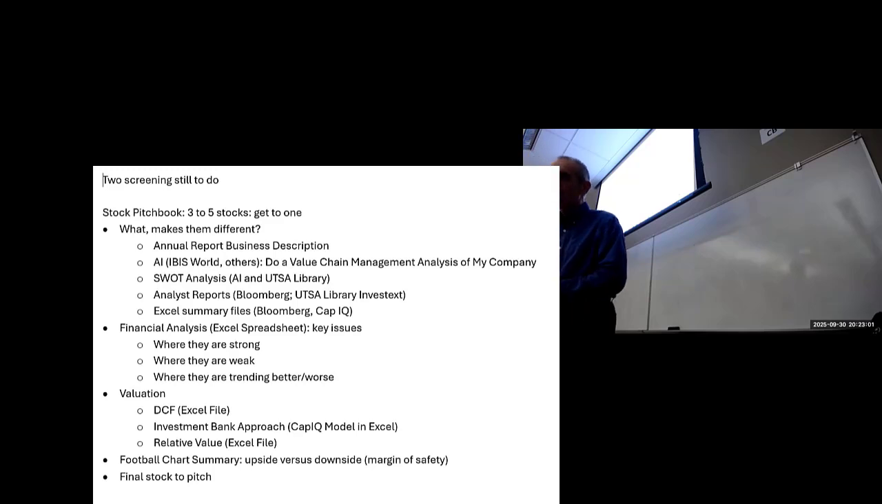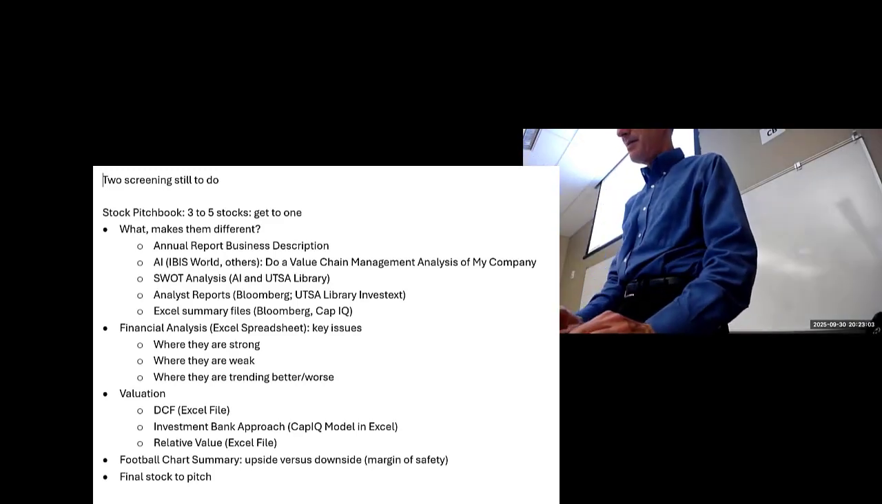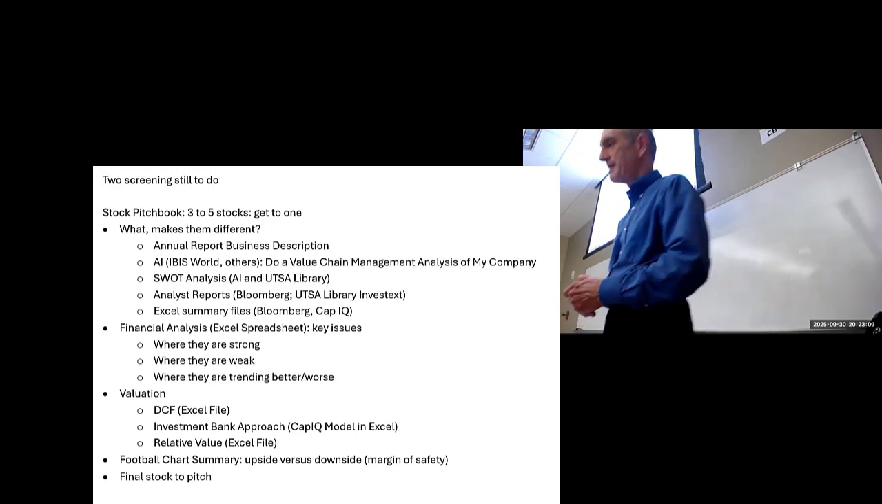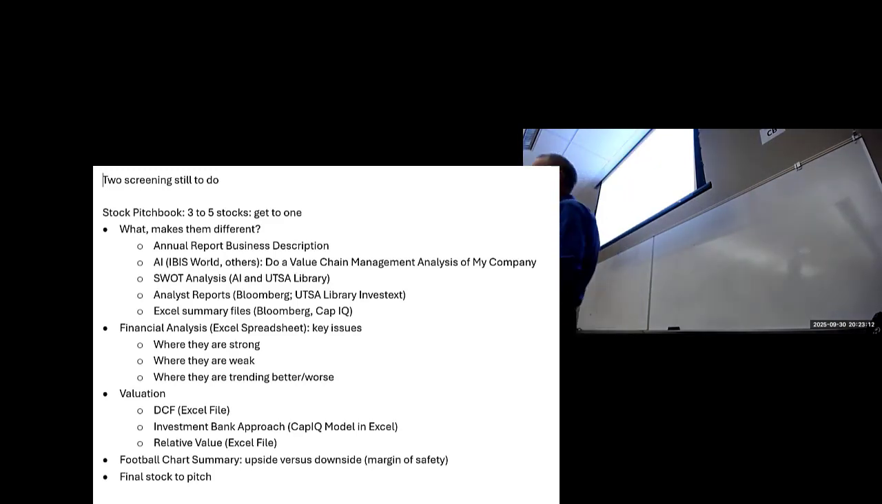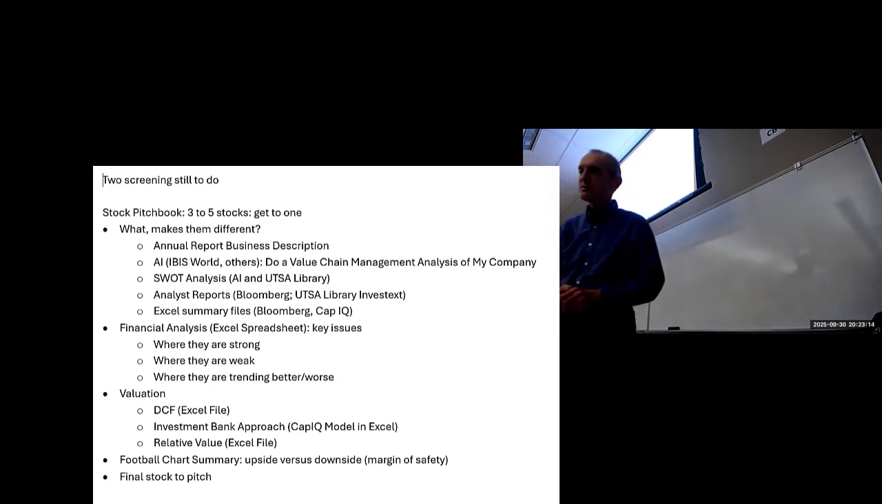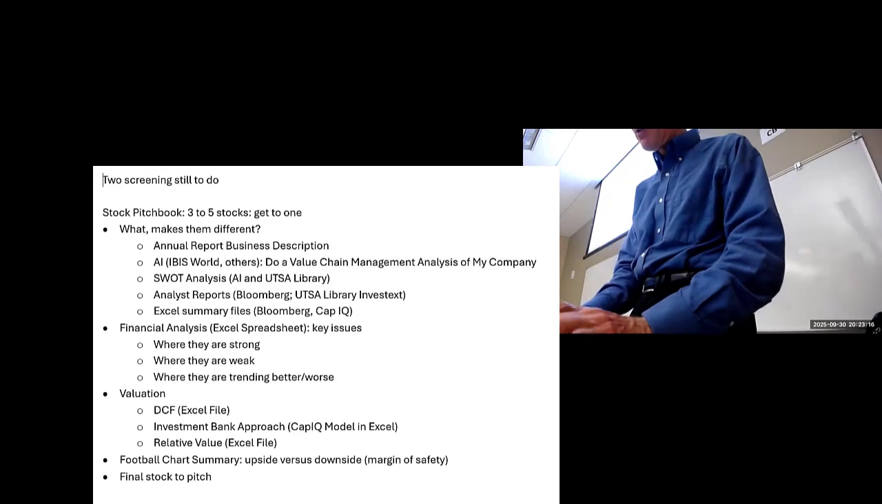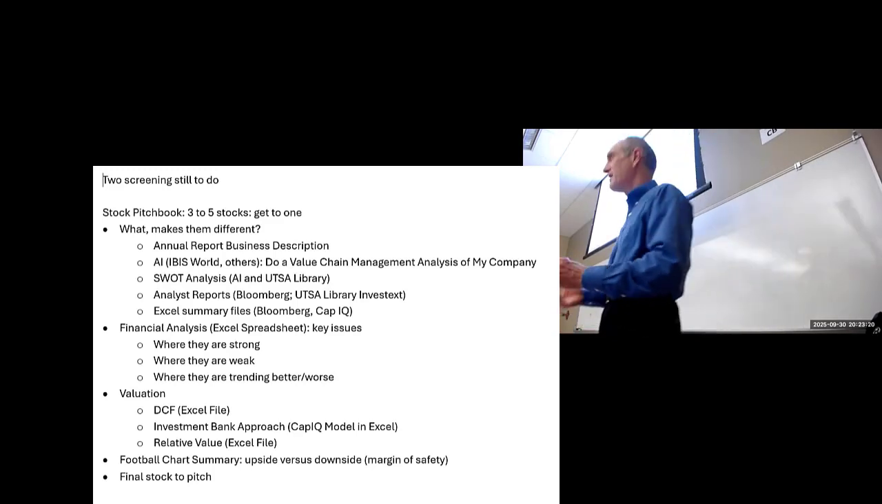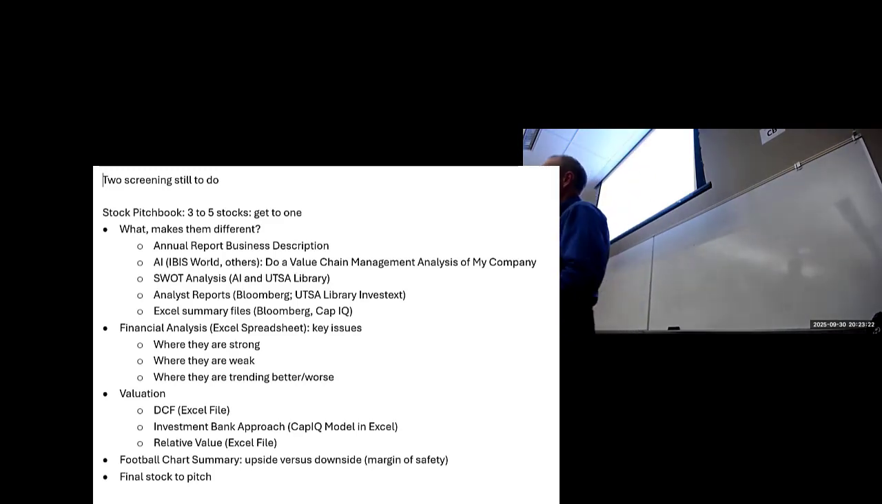But essentially what we're looking for is upside versus downside. You're looking at stocks that have more on the upside than on the downside. The downside, we call that, I already told you about that, margin of safety. If you're wrong, how bad could it get? So that's the kind of stuff at the very end.